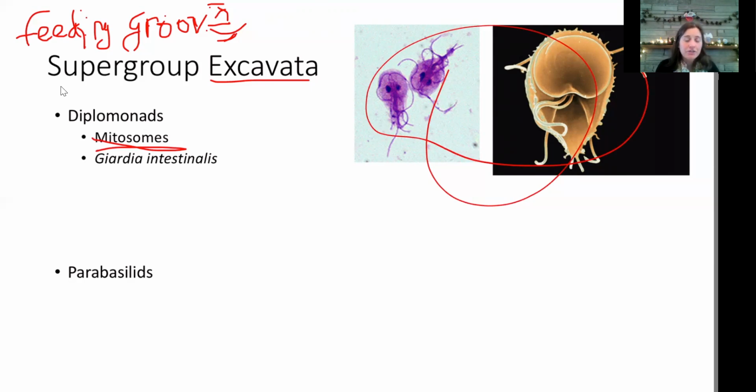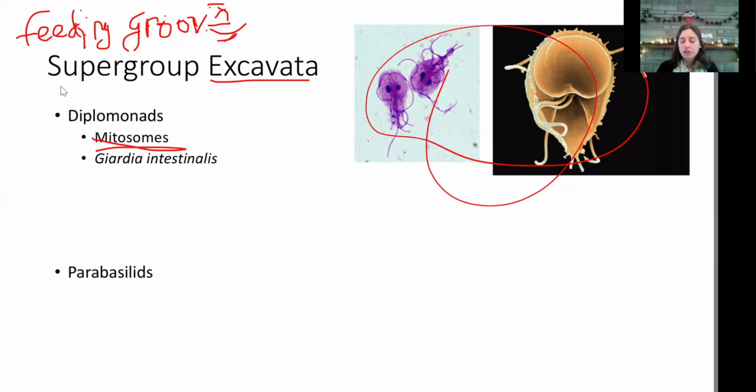Mitosomes are unique. You may remember talking about mitochondria having the electron transport chain. Mitosomes don't have an electron transport chain that functions. So no electron transport chain means they can't use oxygen, so these organisms are anaerobic. Also, their mitochondria have no DNA. Some mitochondria actually have DNA, which is different than the DNA in the nucleus, and these do not have any DNA at all, but they do have two membranes. So they're modified mitochondria called mitosomes.